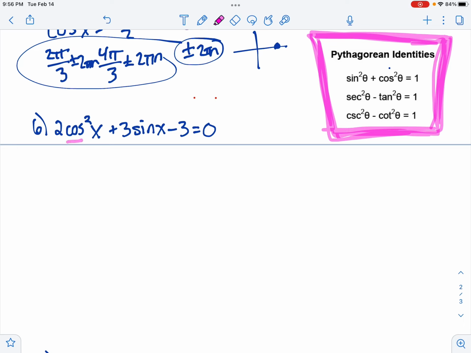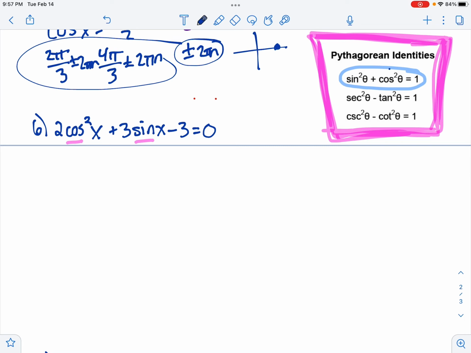When I look at number 6, do you notice how we have a cosine squared and a sine? That's a problem. We can't do anything when we have two different variables, right? Same thing when we have two different trig functions. So we're going to have to change one of those. Well, if I look at these Pythagorean identities, I see that this first one has to do with sine and cosine. Well, I do have a cosine squared right here, so let's see if we can maybe change him.